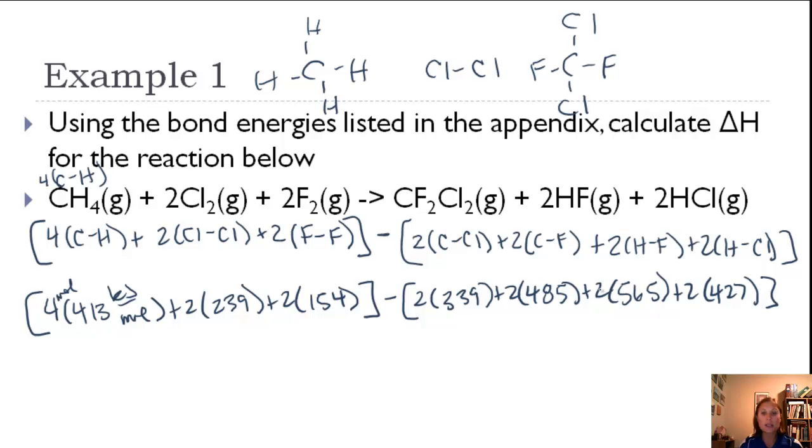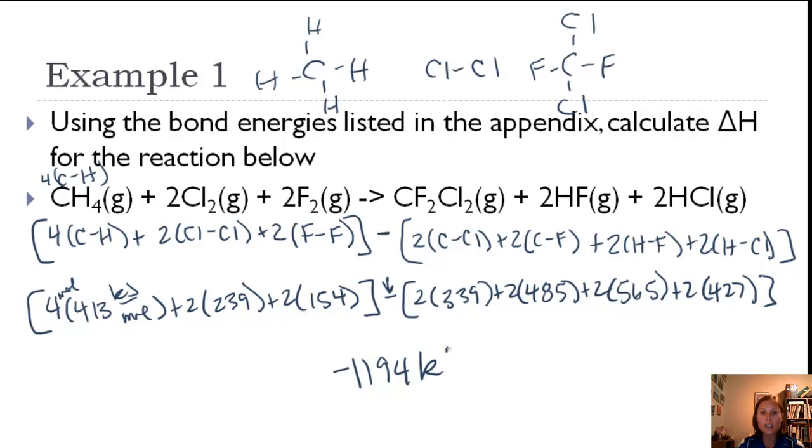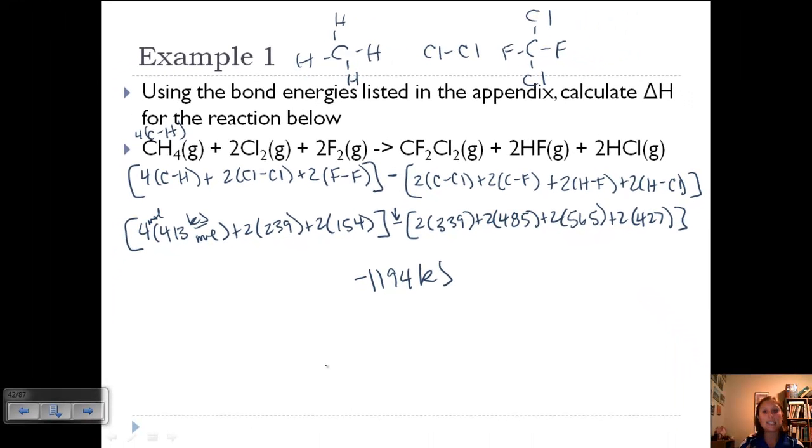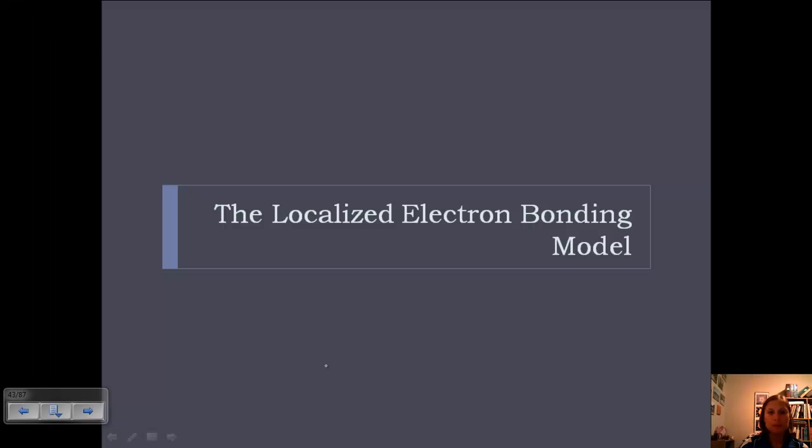So remember that D is always positive. This is where we're doing our endothermic to exothermic. So if we put all of that together, that gives us negative 1,194 kilojoules. So this overall is an exothermic process.